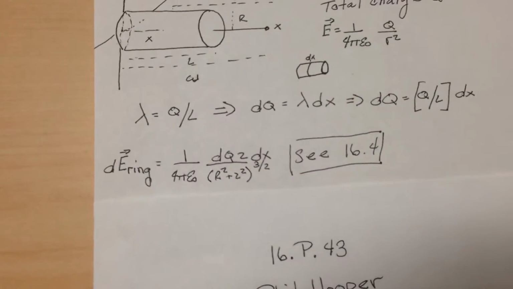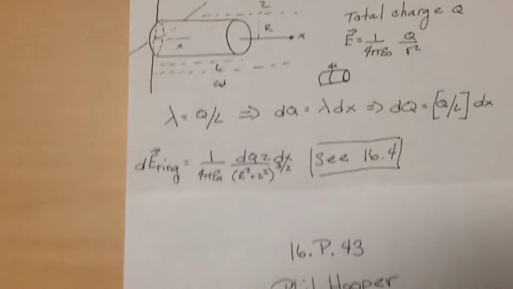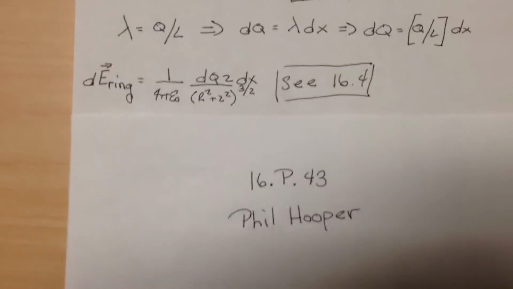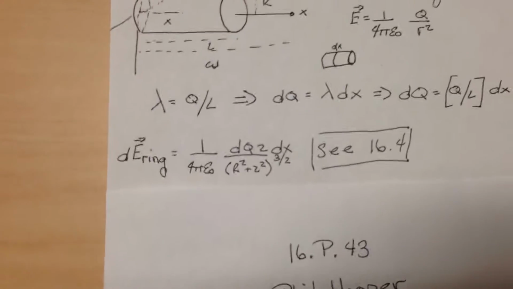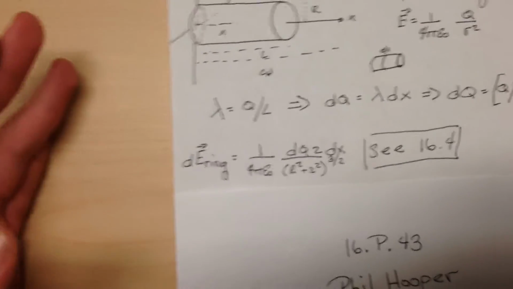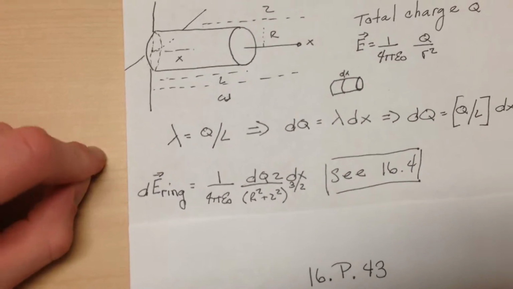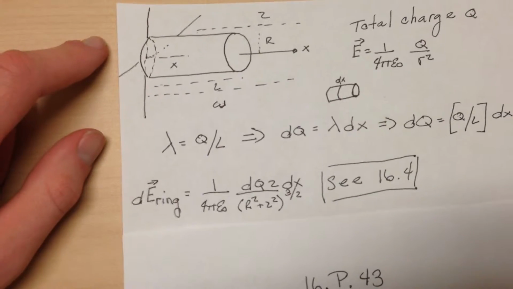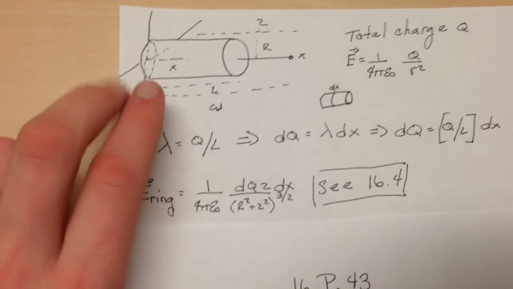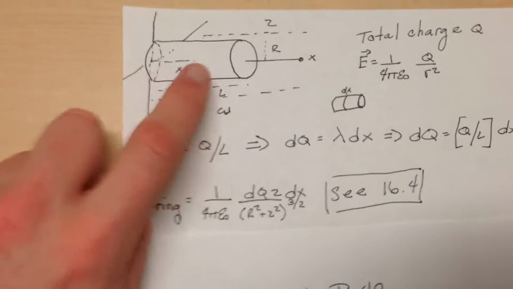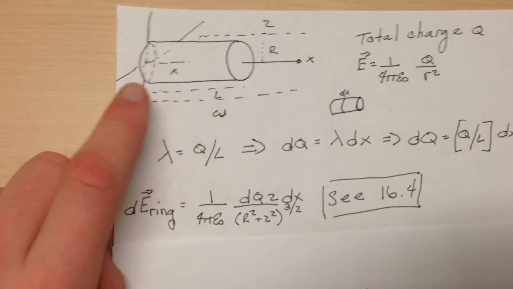It's a good resource. The first thing that we have to do in this problem is determine our linear charge density along the x-axis, which is Q, or the total charge of the tube, divided by L, or the length of the tube, and that allows us to find the charge behind any given point on the x-axis.